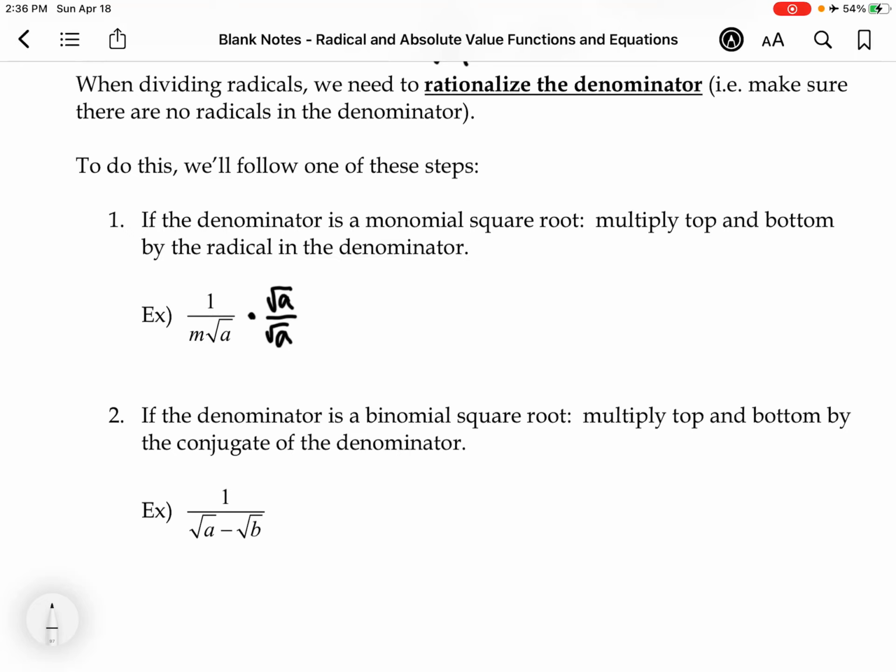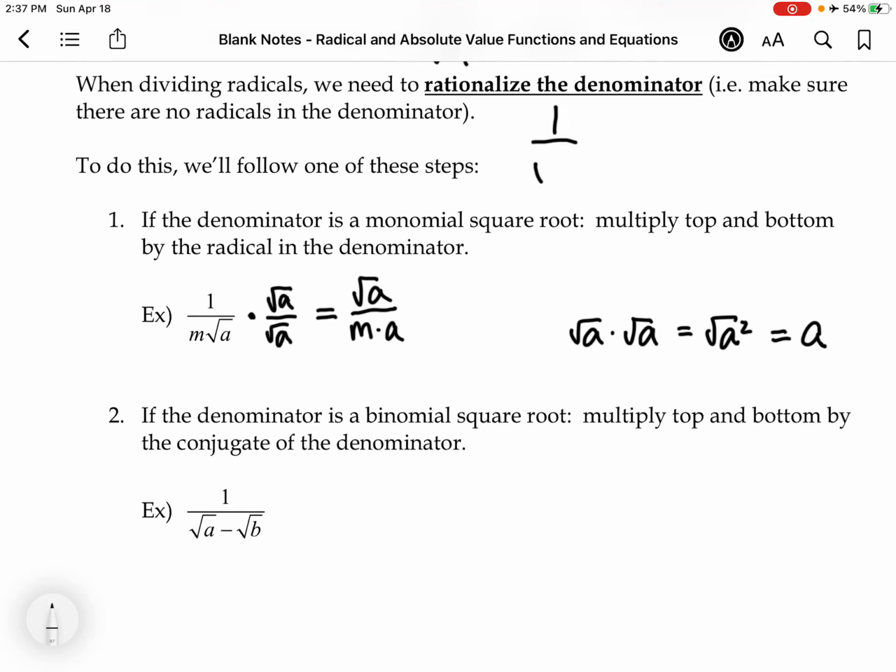So what this is going to simplify to is, in the numerator, the square root of a, over m times the square root of a times the square root of a, which is just a. If you think about it, the square root of a times the square root of a is the square root of a squared, and the square root of a squared is just a. Now, this may seem a little bit abstract, so what I'd like to do is show you an example with numbers.